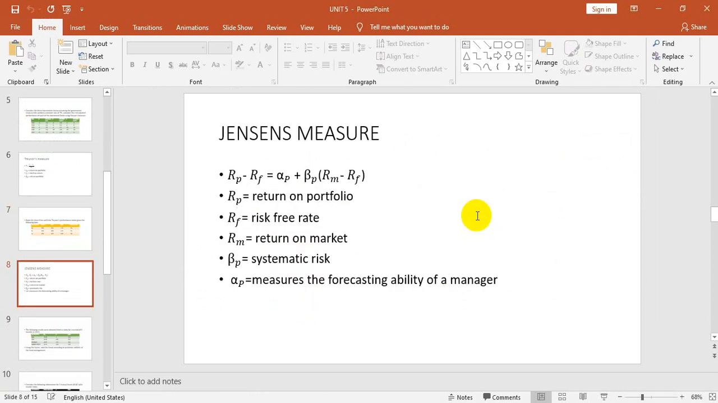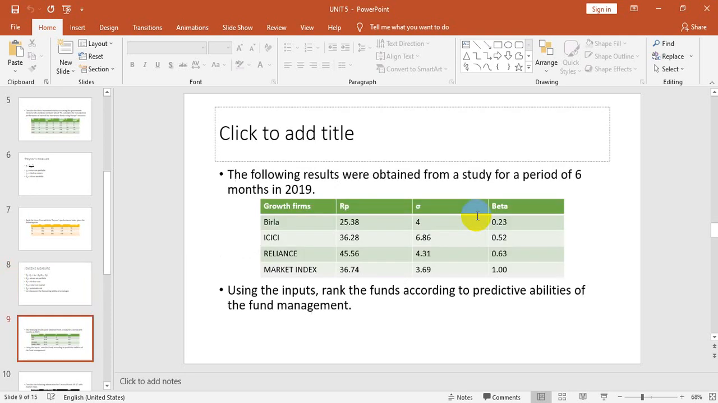Now we'll do the Jensen measure. The Jensen measure formula is RP minus RF is equal to alpha P plus beta P into RM minus RF, and accordingly the problem will be done. In this, RP is the return on portfolio, RF is the risk-free rate, RM is the return on market, beta P is the systematic risk of the portfolio. Alpha P measures the forecasting ability of the manager.